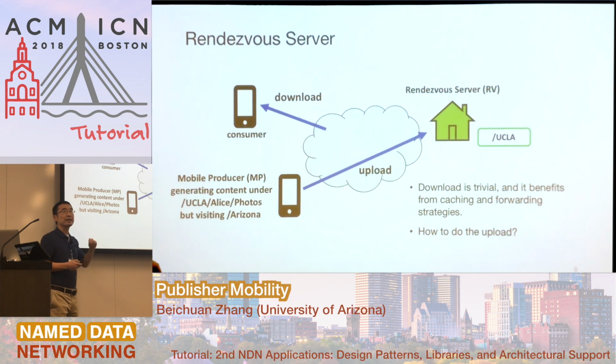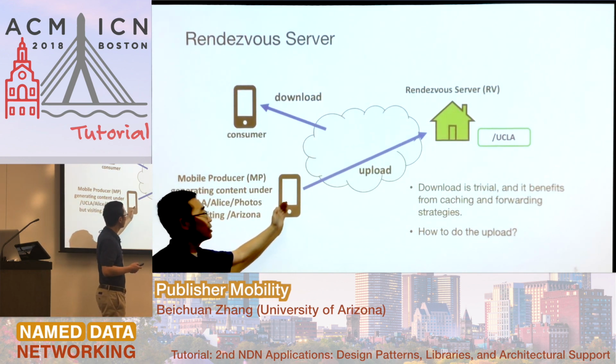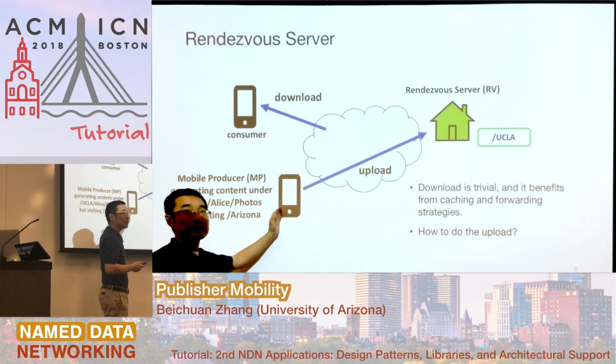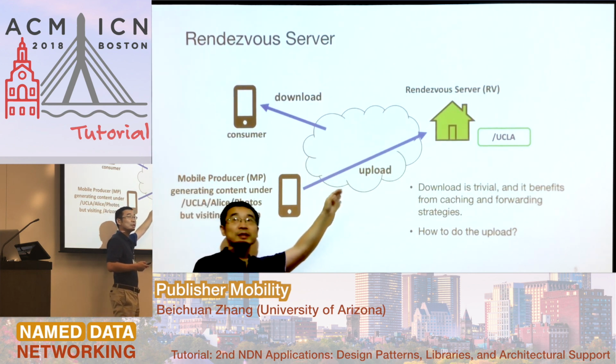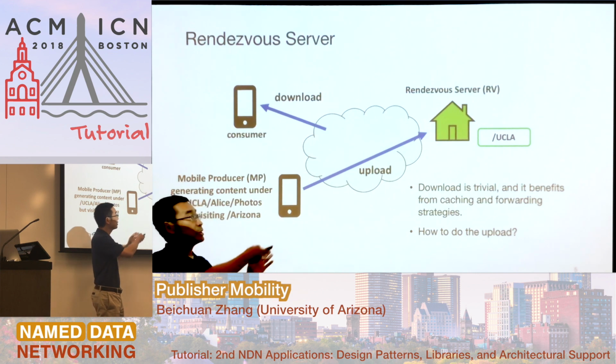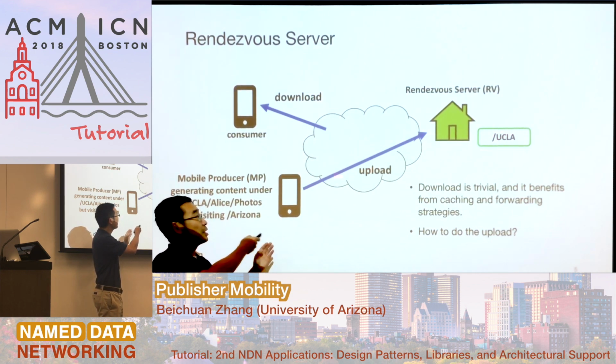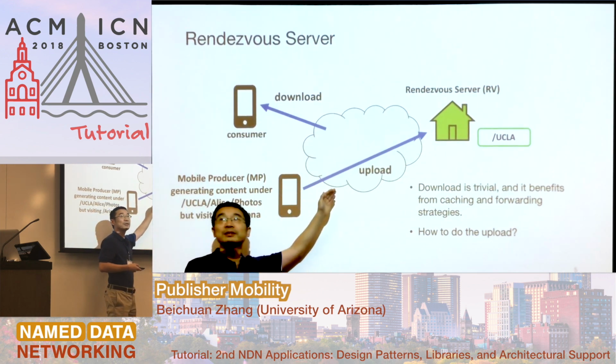And the second idea, called kite, is based on the idea that we send interest from the mobile to the rendezvous. We can always do that because the rendezvous has this UCLA prefix, and the routing system all knows how to forward to the rendezvous. So we can send interest over there.